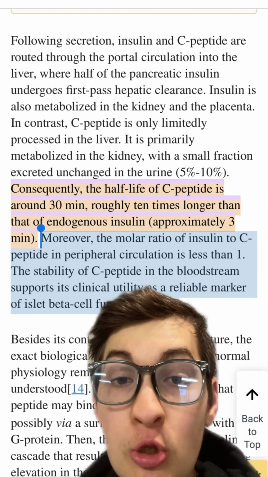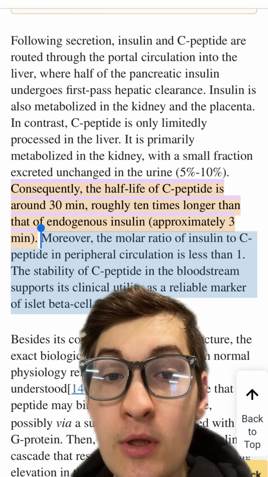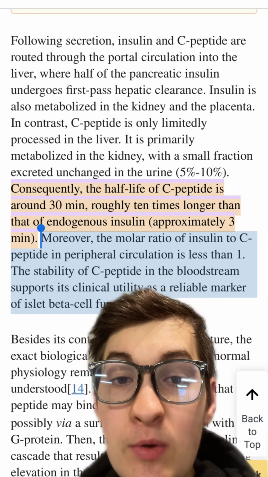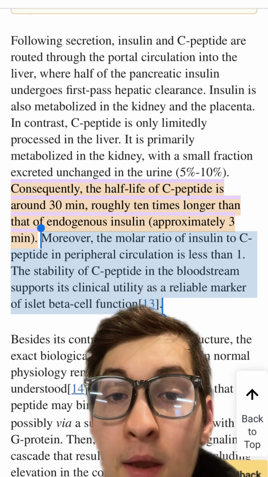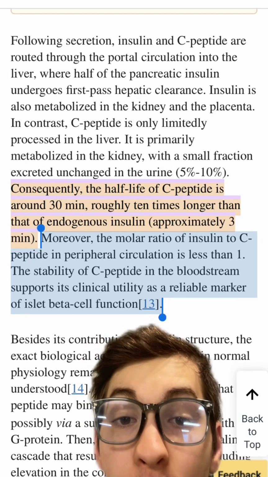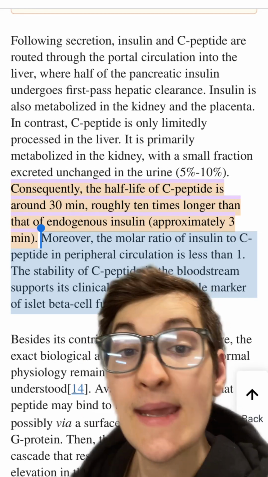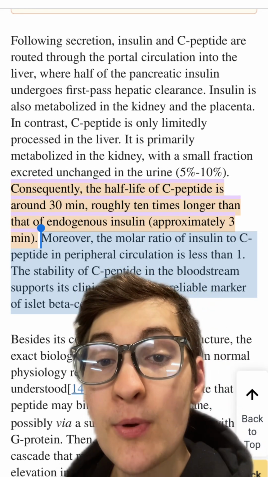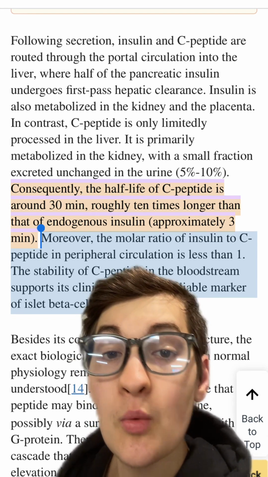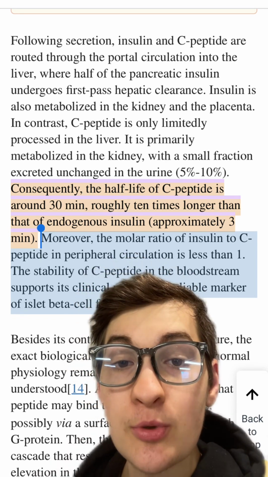C-peptide is produced alongside insulin into the bloodstream, meaning for every molar of insulin we produce, a molar of C-peptide is produced. However, it has a much longer half-life within the bloodstream, and high C-peptide may be even more predictive than high insulin when it comes to how much insulin you are actually producing.